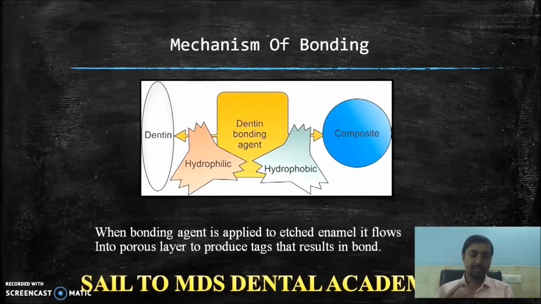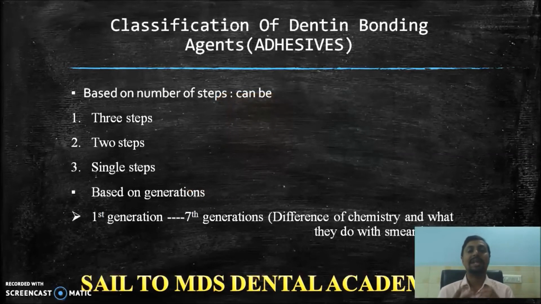Okay friends, so now we will focus on the dentin bonding agents. They are also known as adhesives. We classify them based on a number of things, but certain important classifications are there, based on the number of steps, which can be 3 steps, 2 steps or a single step. Based on generation, it can extend from the first generation to the 7th generation. It is based on their chemistry and what they do with the smear layer.